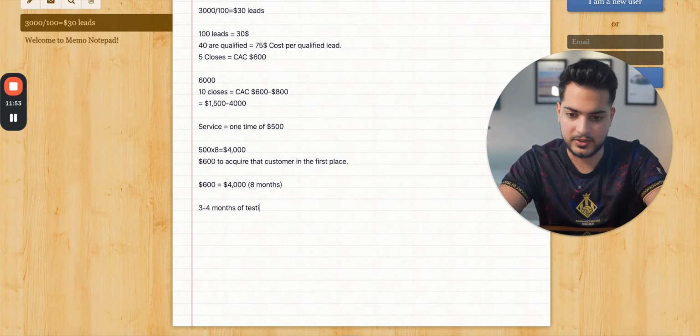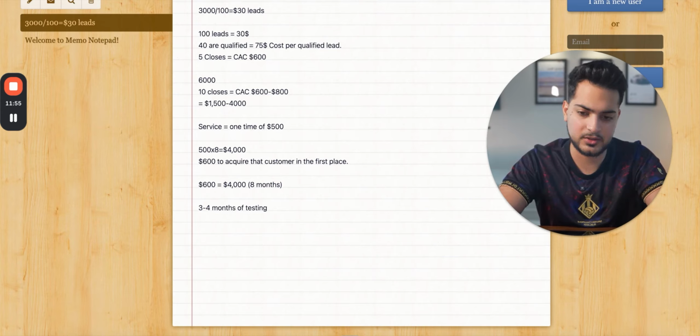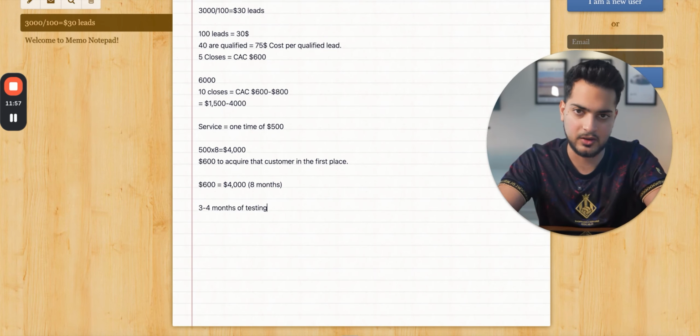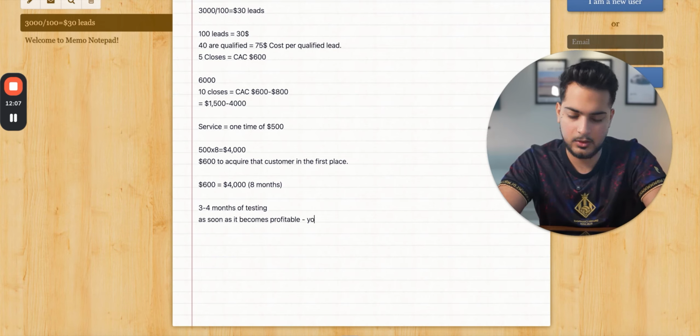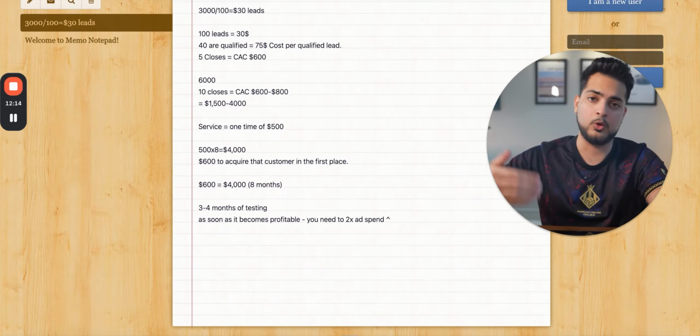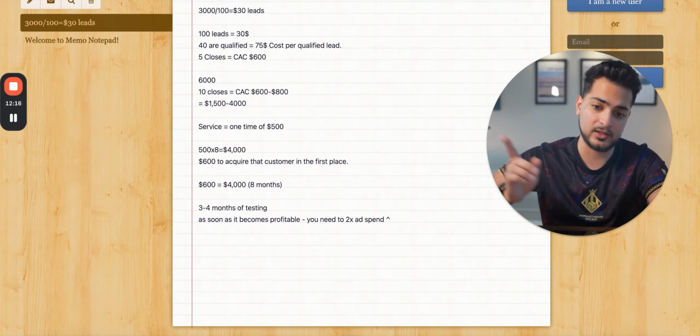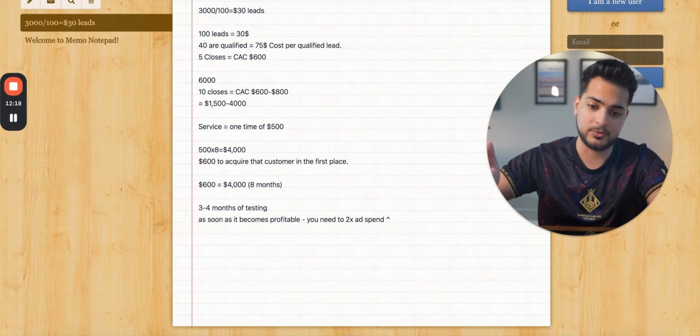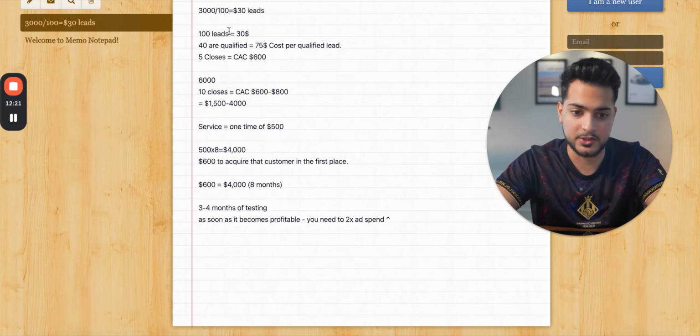3 to 4 months of testing. Not to say you're not going to close anybody in this section, but this is just a mindset thing to have. 3 to 4 months is just testing. And then from there, you need to scale. As soon as it becomes profitable, you need to 2x ad spend. You need to keep increasing it. You need to be in the mindset of more. That's how you push through the barriers of your business limits, because you need to have this in place.